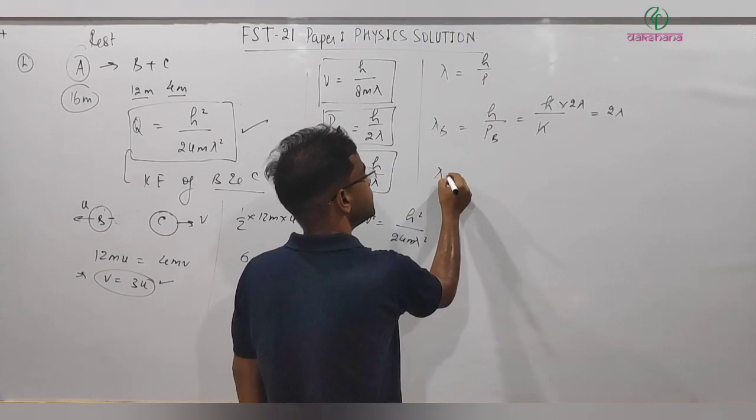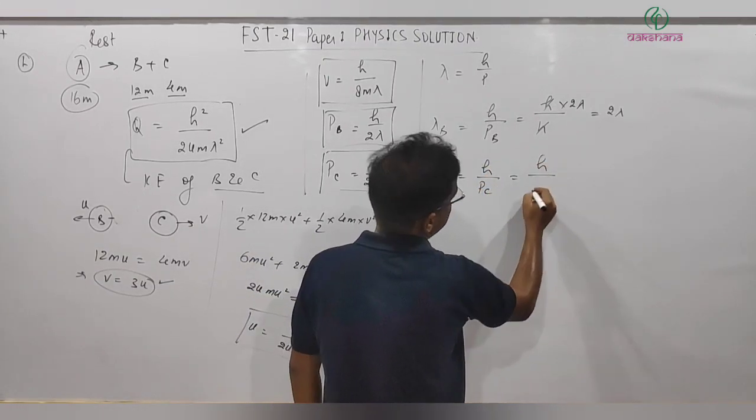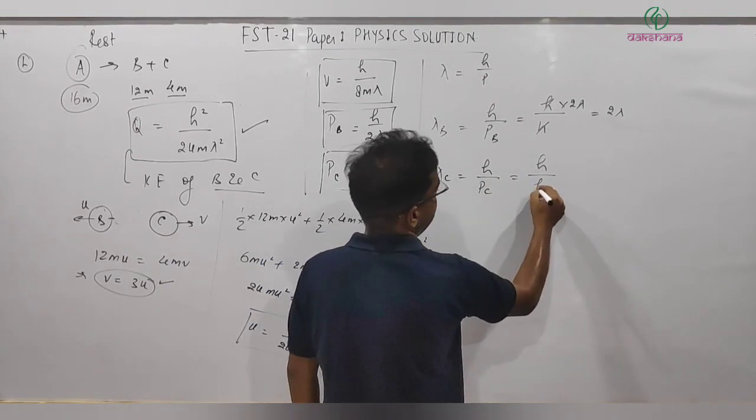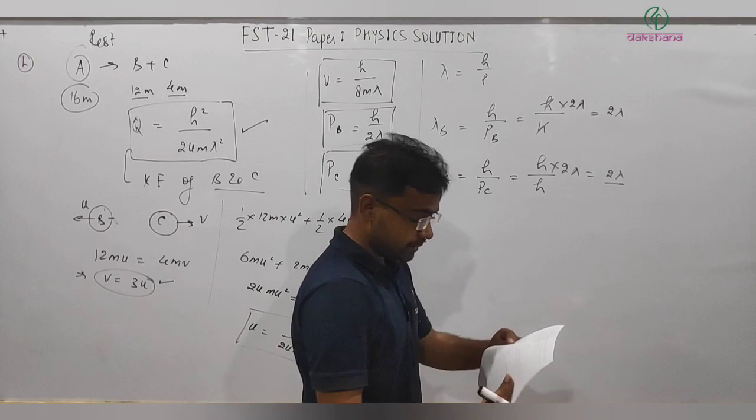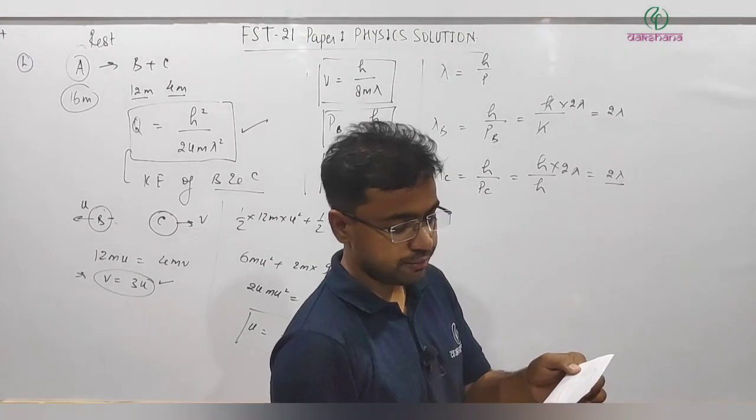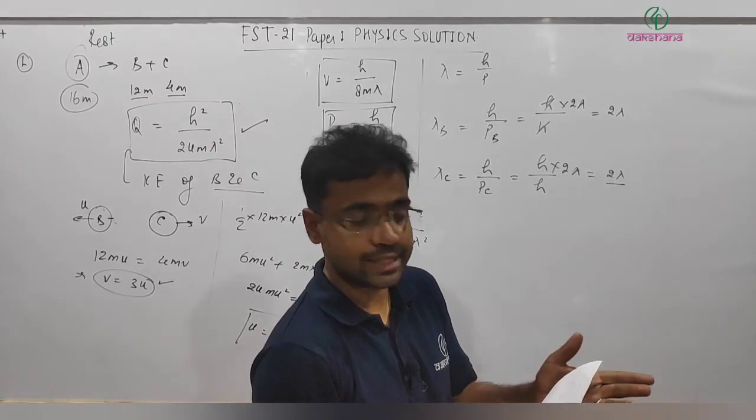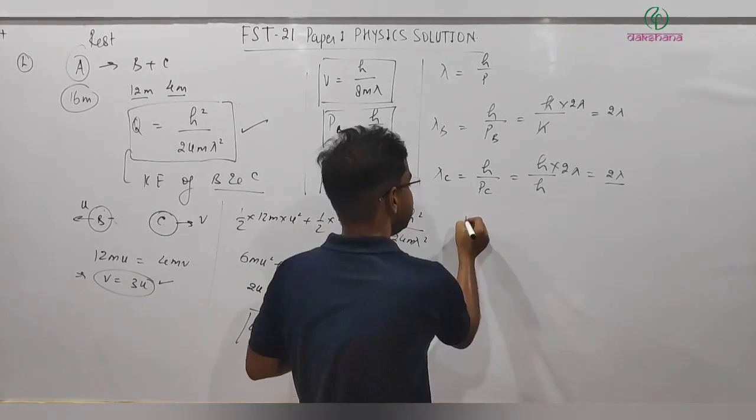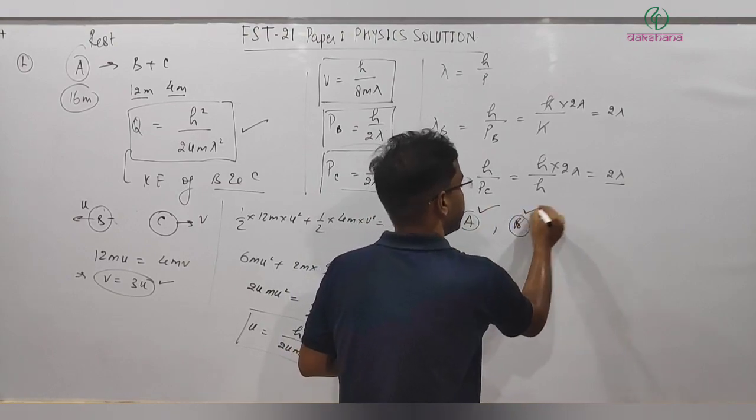Similarly, lambda C will be equal to h divided by pC, and that is h divided by the same pC, that is h multiplied by 2 lambda, so we are getting 2 lambda. So here the de Broglie wavelength of D is 2 lambda, that is also the correct option. The de Broglie wavelength of C is 2 lambda, that is also the right option. So options A and B are both correct.